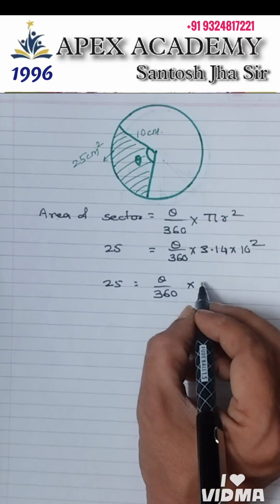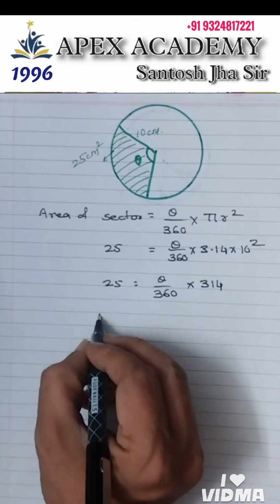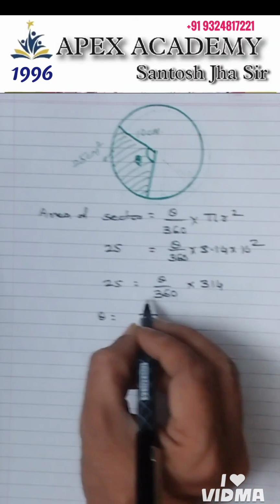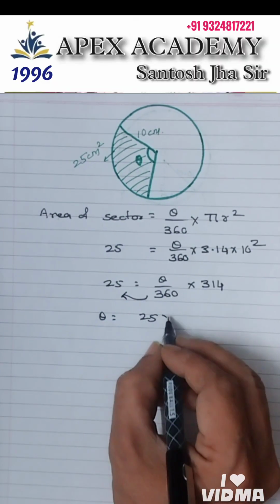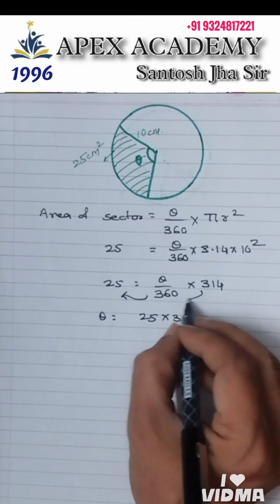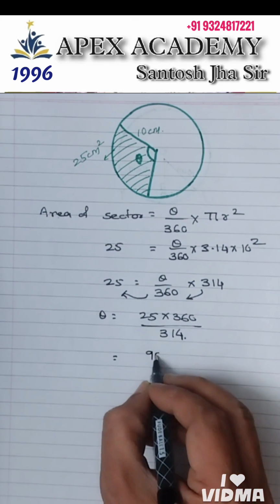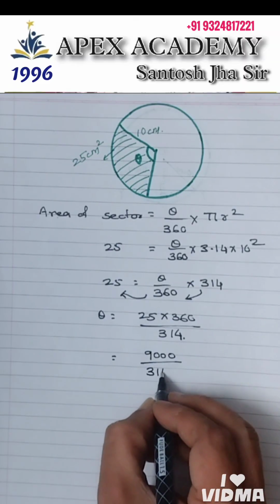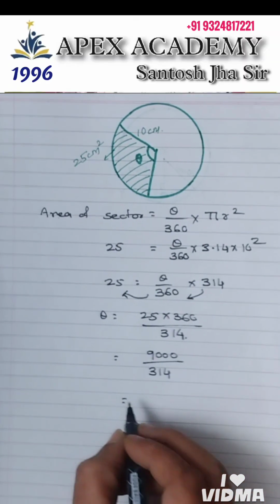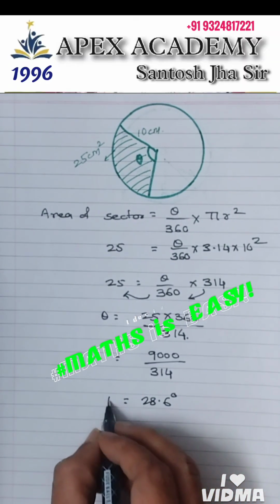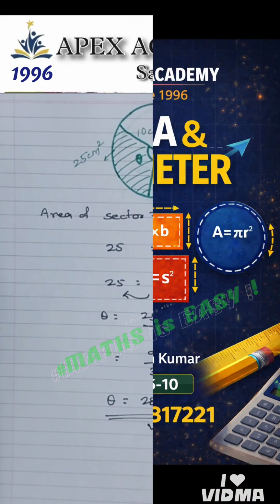25 equals theta upon 360 into 3.14 into 100, which is 314. So finally we can find theta as 25. 360 shifted to this side becomes multiplication. Again 314 is going to that side, becomes division. 25 into 360 will get 9000, divided by 314, and your final answer is 28.6 degree. So that is your theta.